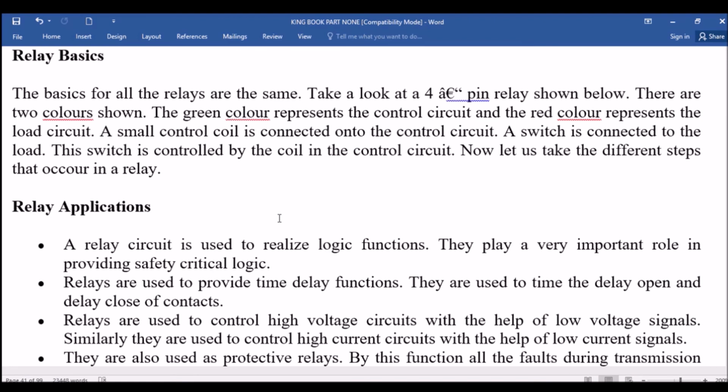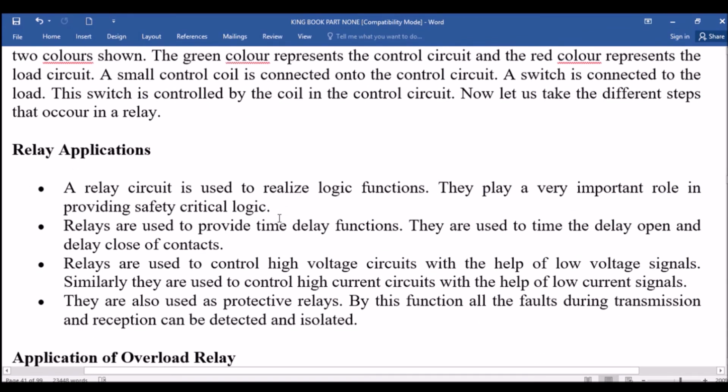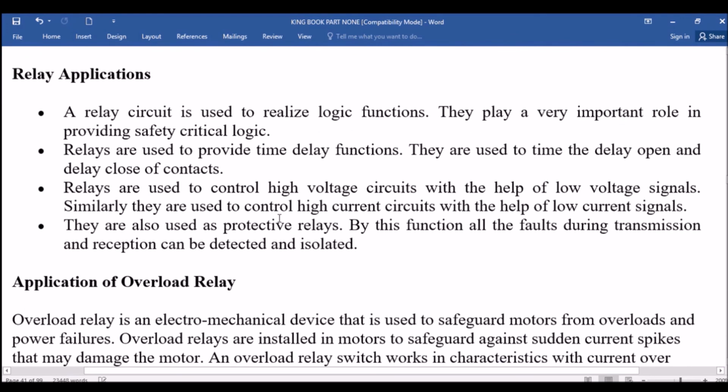Relay basics. Basics for all the relays are the same. Take a look at the four pin relay shown below. So let's jump this. It is not needed. So, relay application. Let's jump to relay application.